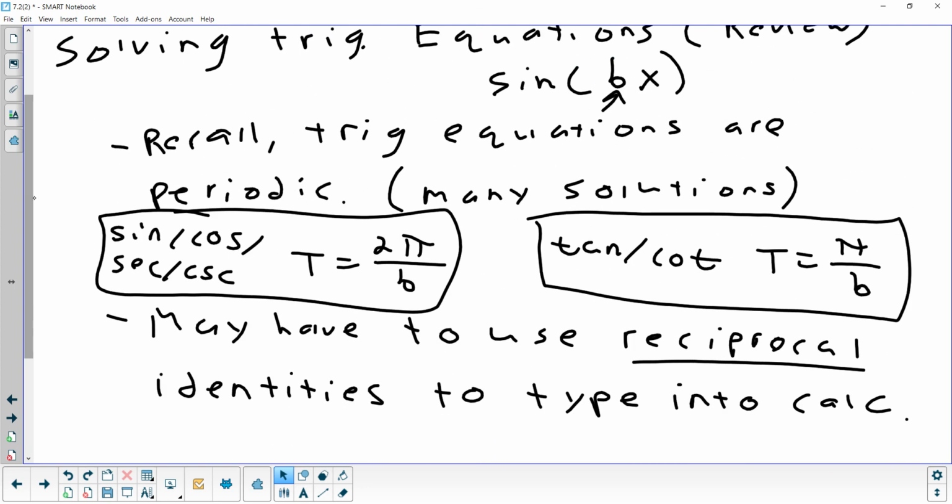Now, all of this period stuff is only if they ask for all solutions. If they give you a problem and they specifically say, find solutions between 0 and pi, then that's all you have to do. Set your window to 0 to pi and write down all the answers. If they say all solutions, then you add the period times n. So you just read the directions and see what they say.